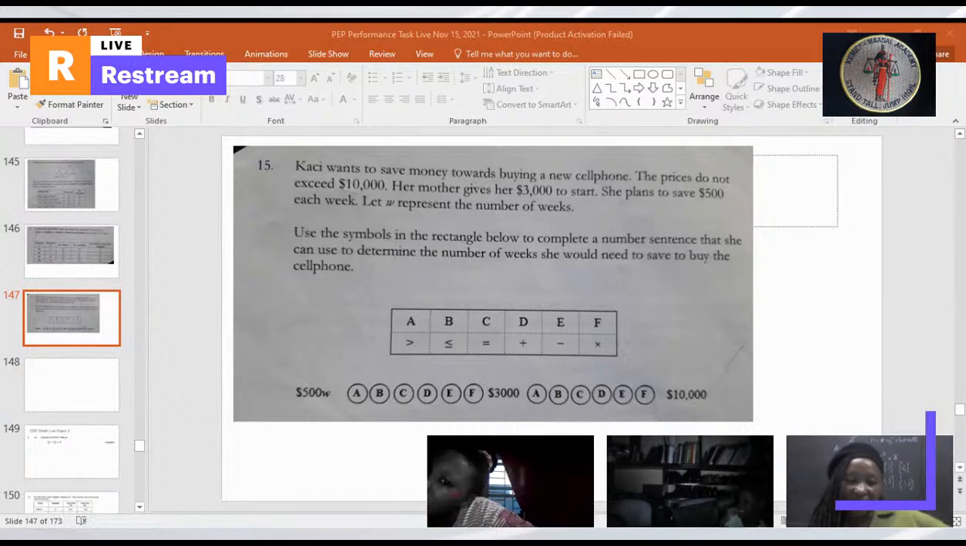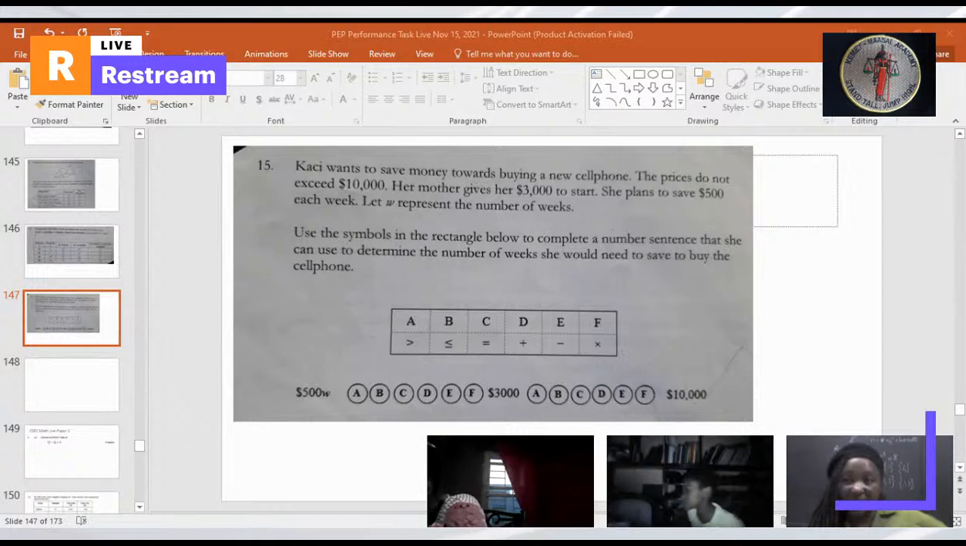Yes. What part of it doesn't make sense to you? Miss, I made a mistake. Does it make sense? Yes, Miss. Because if she saves for 8 weeks and it's $500 per week, it's $500 times the 8, because the W represents the number of weeks.